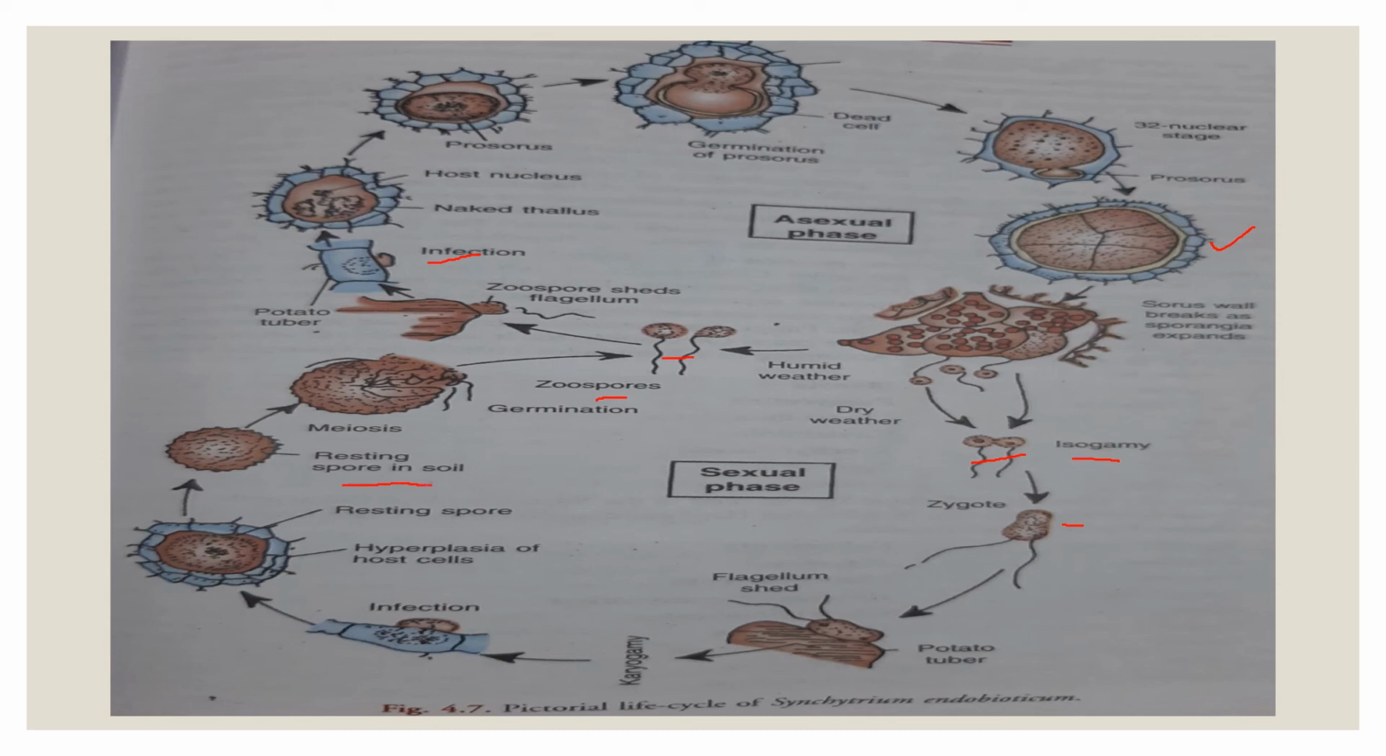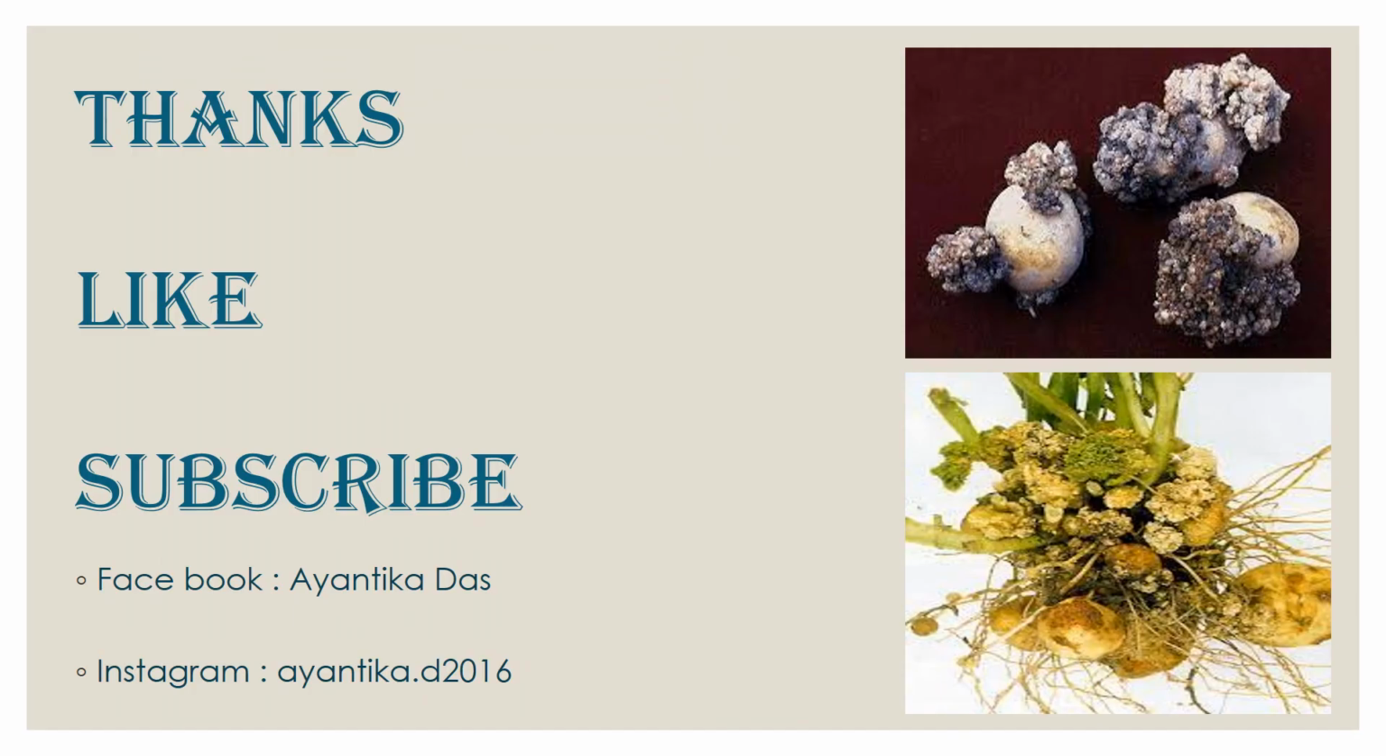So in winter, this sexual phase occurs at the end of the growing season, and the asexual phase occurs at the beginning of the growing season and continues during the entire growing season. The asexual phase starts with the beginning of the growing season, continues during the growing season, and at the end of the growing season we see the sexual phase. So this was all about Synchytrium endobioticum.